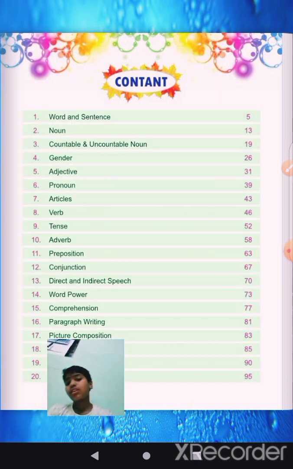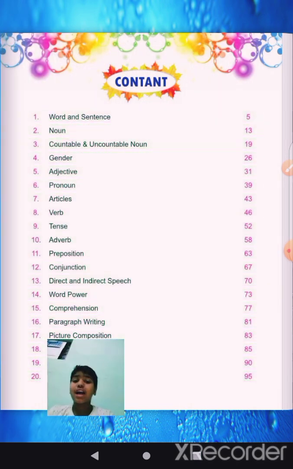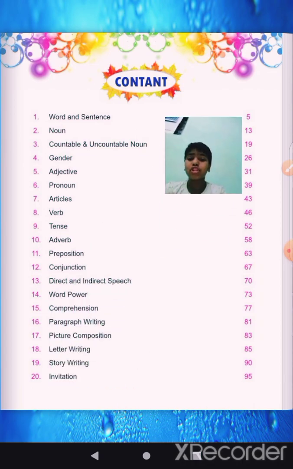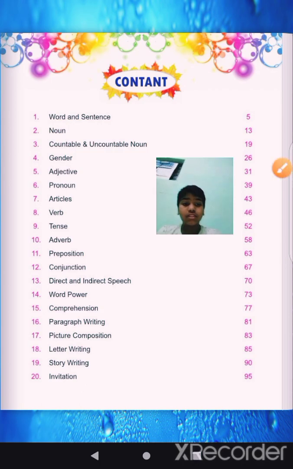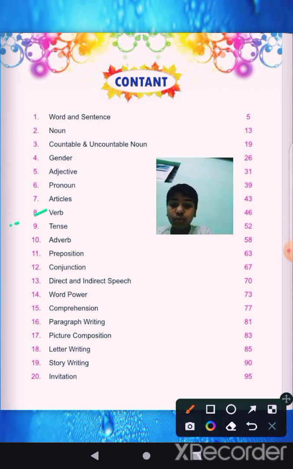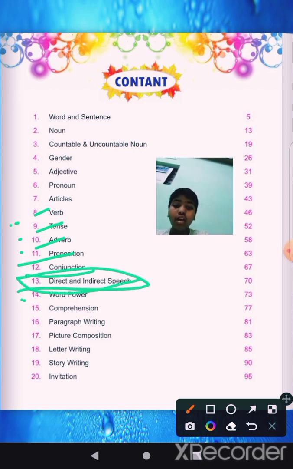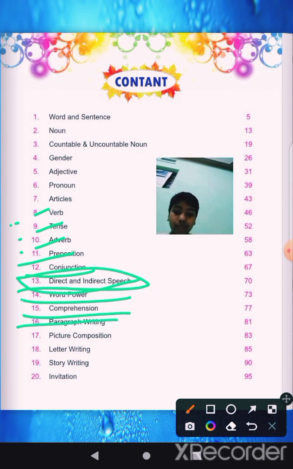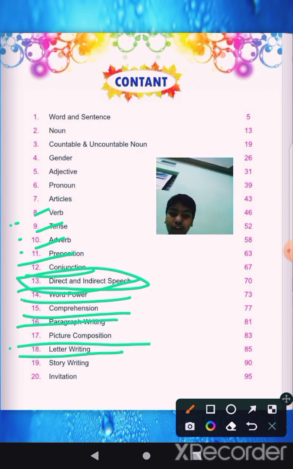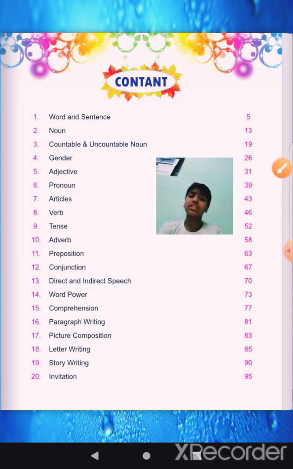Okay, now word and sentence, noun, countable and uncountable, gender, adjective, pronoun, articles, verb, tense, adverb, preposition, conjunction, direct and indirect speech, word power, comprehension, paragraph writing, picture composition, letter writing, story writing, and imitation. So they have given us this much content. 20 lessons are there, and these are all useful lessons for English grammar.